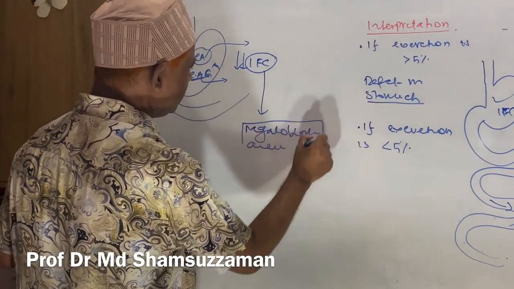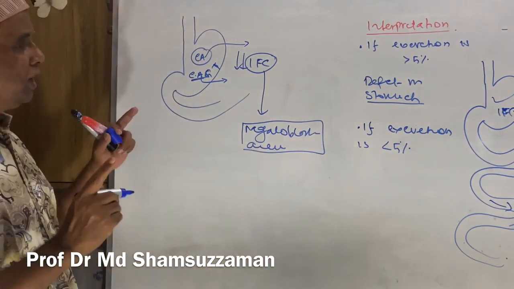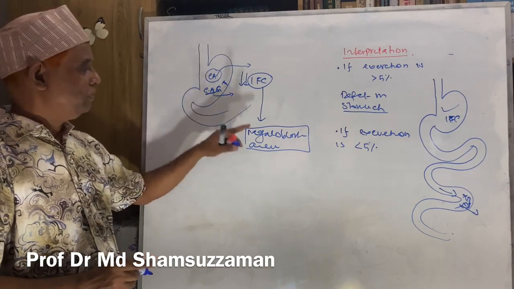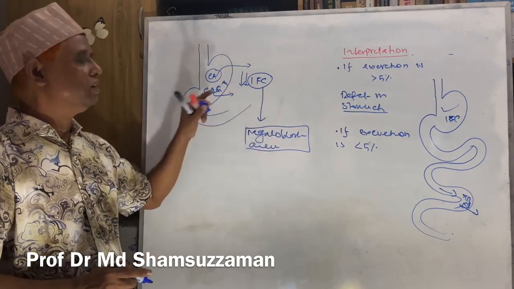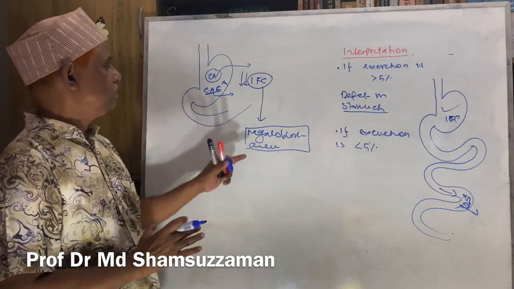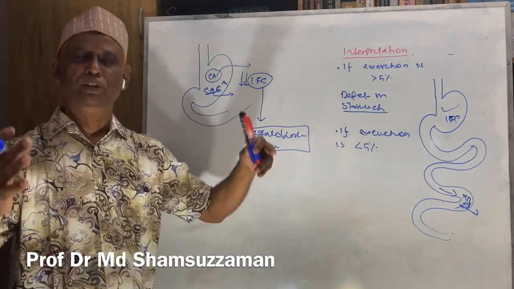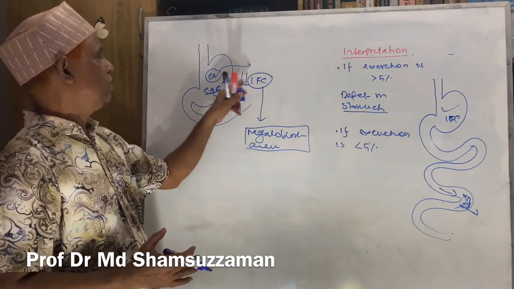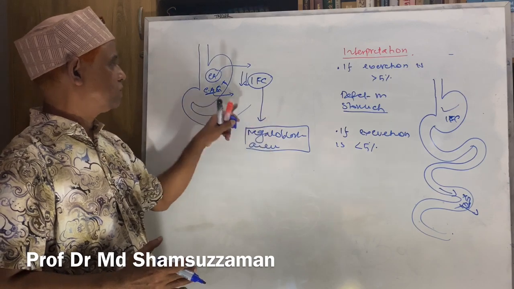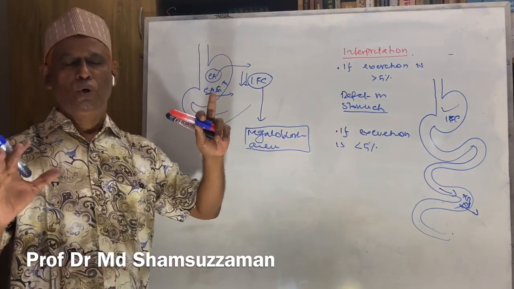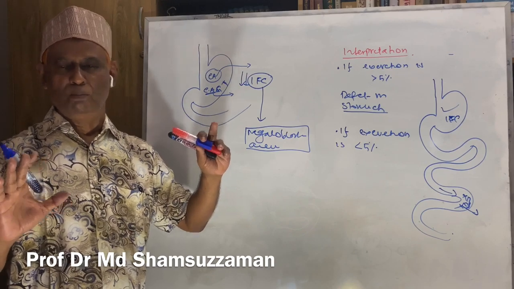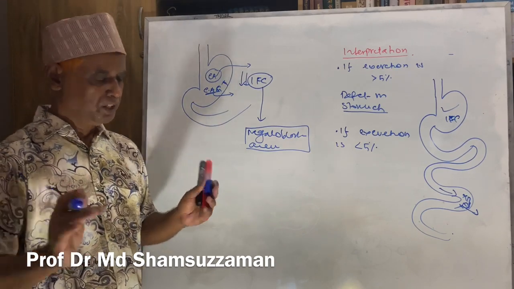The megaloblastic anemia in which the cause is in the stomach, that type of megaloblastic anemia is called pernicious anemia. Again, if the cause of megaloblastic anemia is within the stomach, either gastric carcinoma or chronic atrophic gastritis, that type of megaloblastic anemia is called pernicious anemia. So all pernicious anemia is megaloblastic anemia, but all megaloblastic anemia is not pernicious anemia.